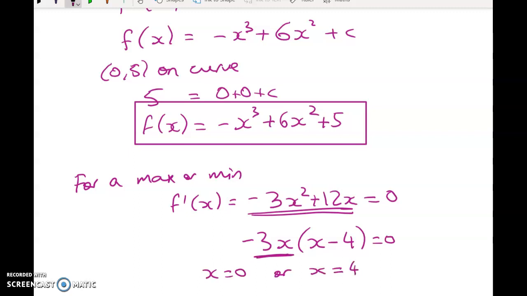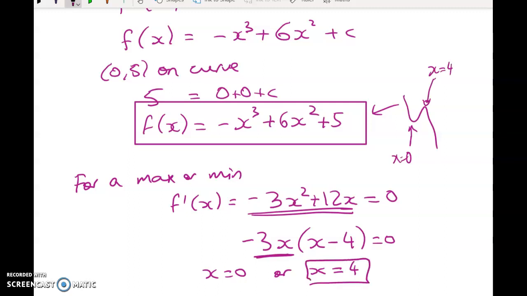So let's look at why that makes sense. This is my function, and its shape is a down, up, down cubic. So here's my first value, which is x equals 0, and here's my second one, which is x equals 4. So that's going to be my maximum.